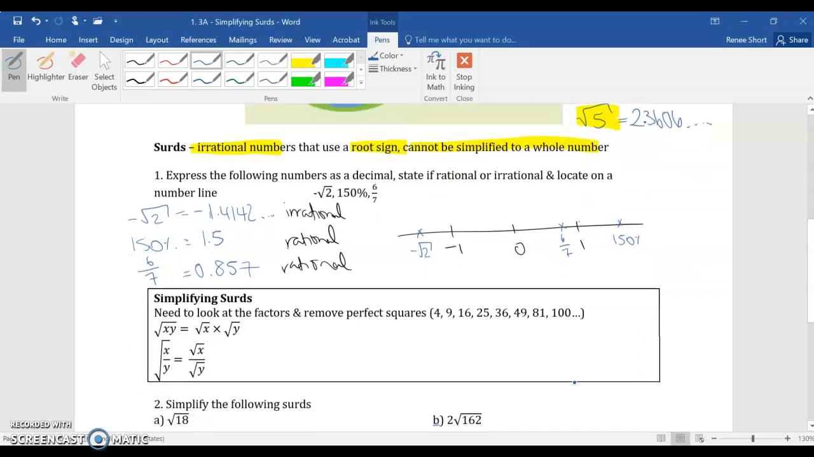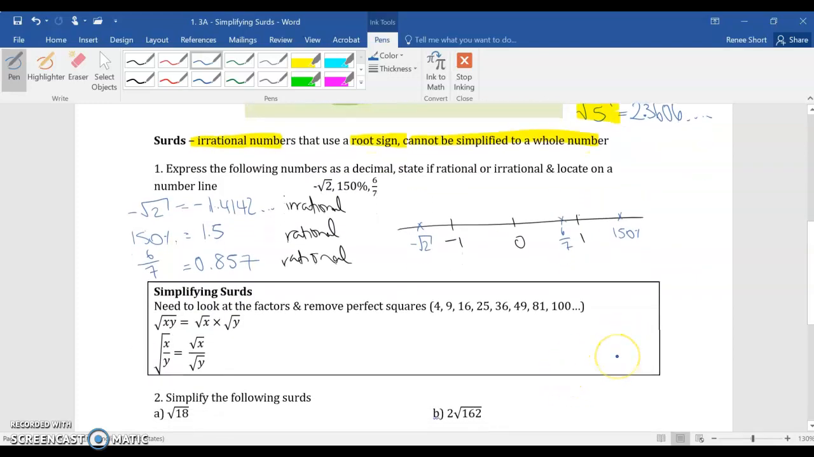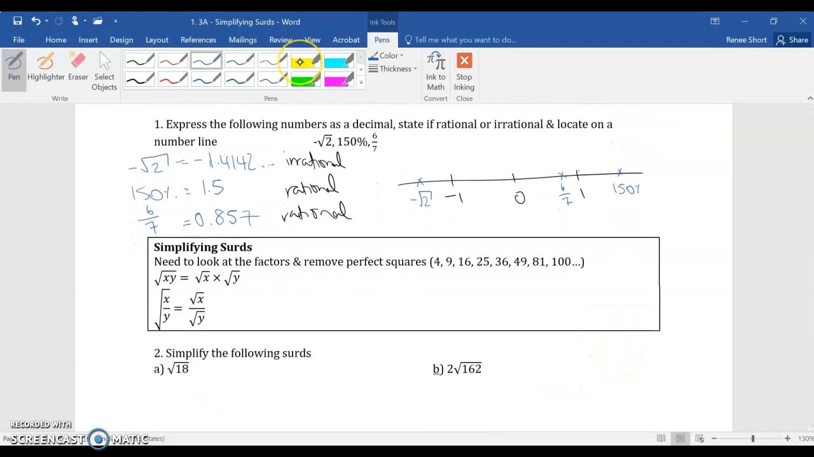Our next step then for this exercise is us to be able to simplify our surds. Now, again, if you were in a different class in the first term, you might have already done this. If you're in my class, we didn't learn how to do this yet.